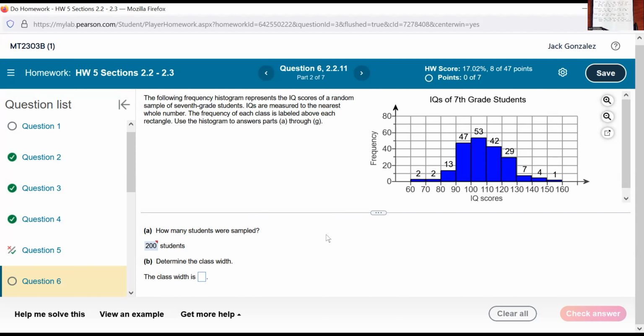Okay, determine the class width. Can you see the width? What is the class width here? The thickness of this is our width. Should be 10. I hope it's 10. If not, I'm down here somewhere, right?